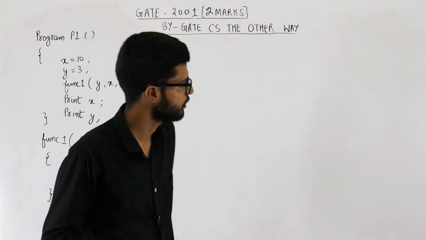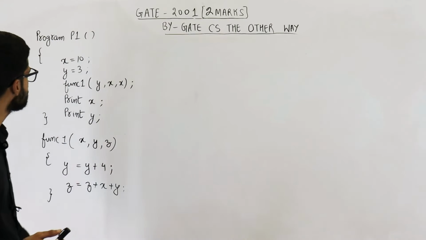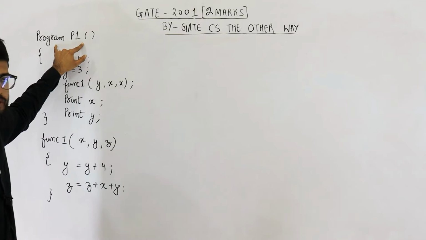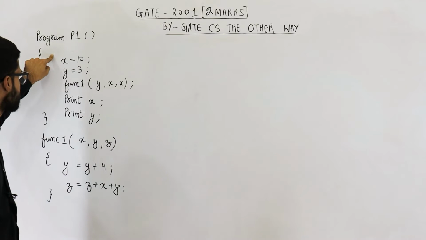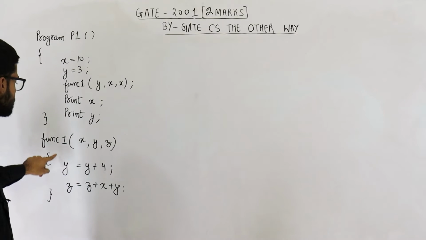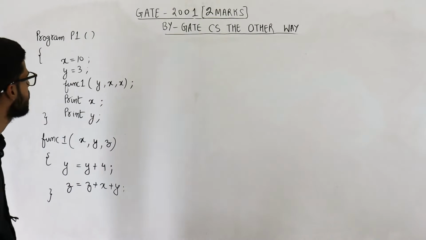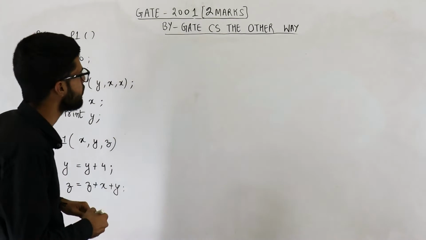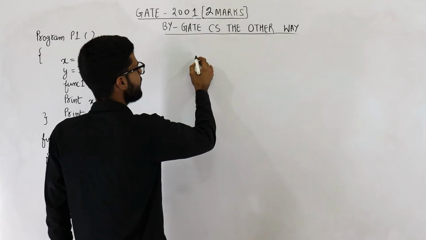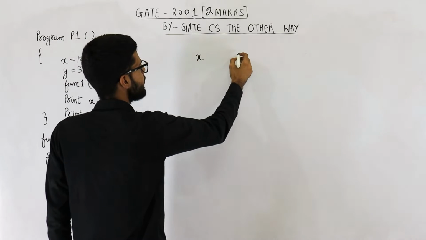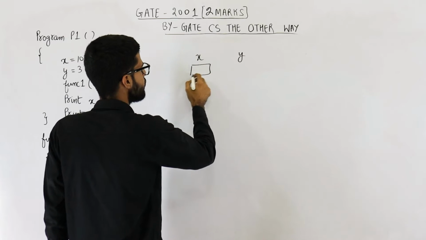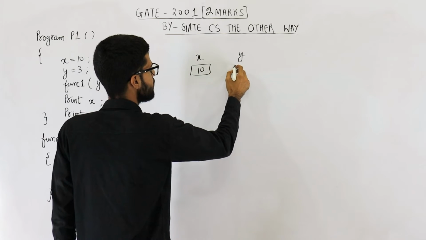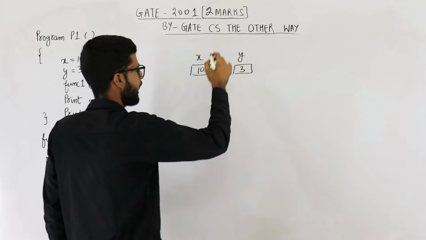Let's analyze this code. You can assume this program P1 to be the main function. The main function starts from here and goes till here. This is some other function that is defined in the code. Now x is equal to 10, y is equal to 3. This means you are declaring two local variables named x and y. The values saved in these variables are 10 and 3.